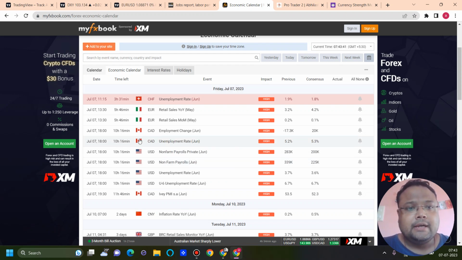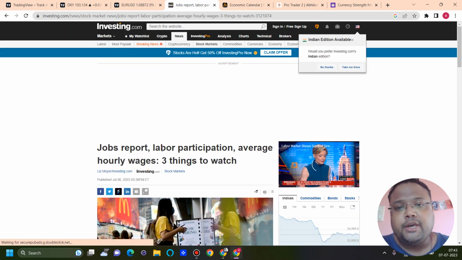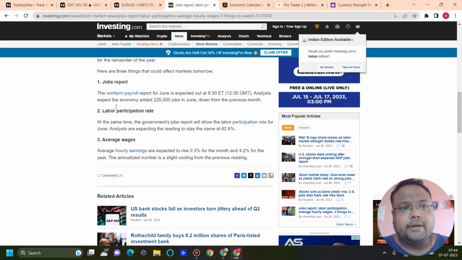Okay, you can see that this is the economic calendar. You can go to any economic calendar, change the time zone according to your country, and you will come to know after how many hours the news is coming out. So be careful. And you can see here job report, labor participation, average hourly wages, three things to watch. So three important things.